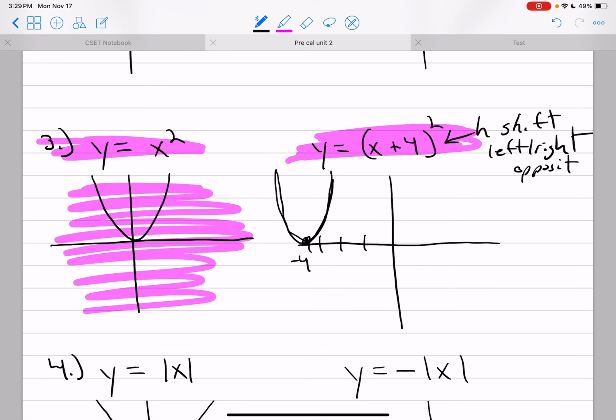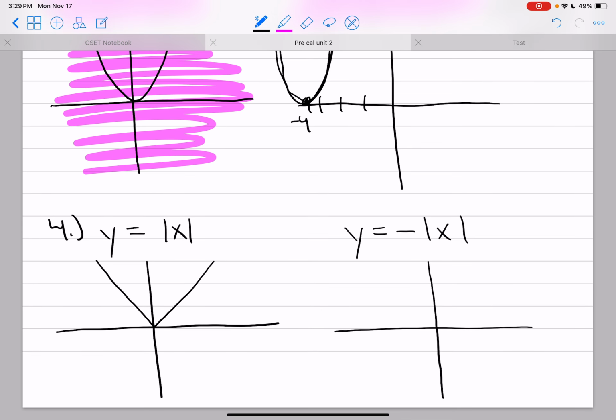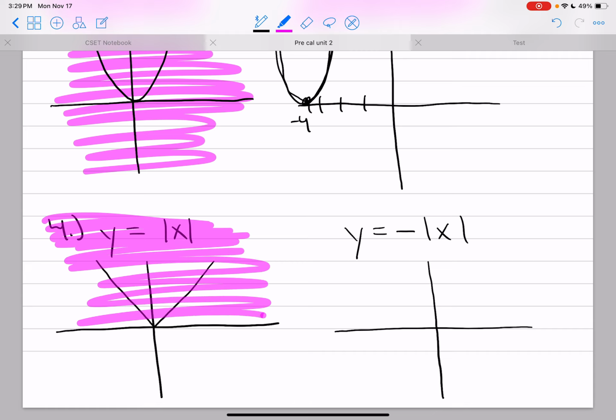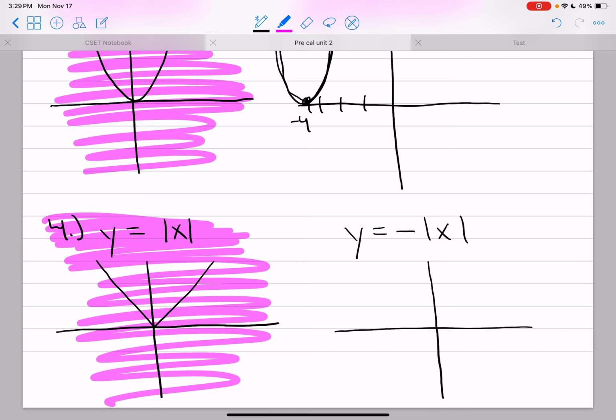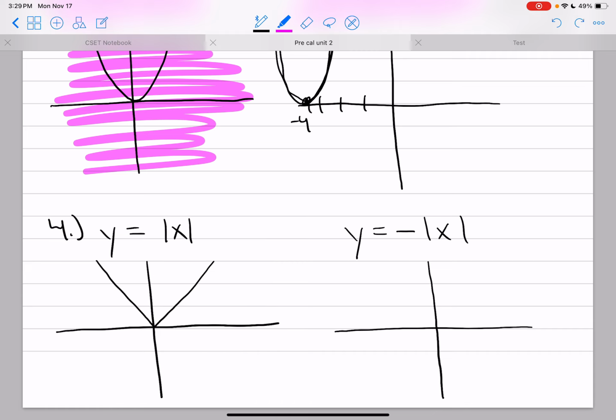Boom, boom, boom. Let's check out number 4. Y equals the absolute value of x, right? That's this shape right here. Makes that V shape. Well, what do you think it'll look like if I say y equals negative absolute value of x?